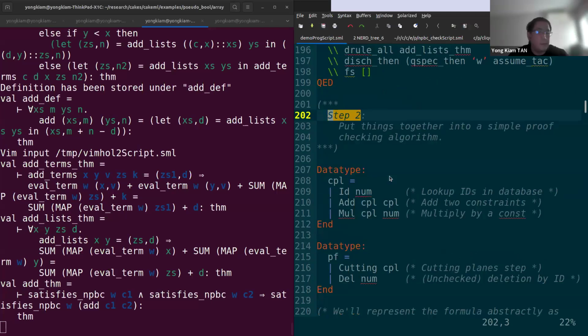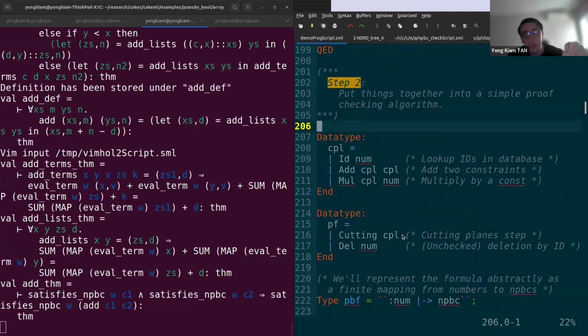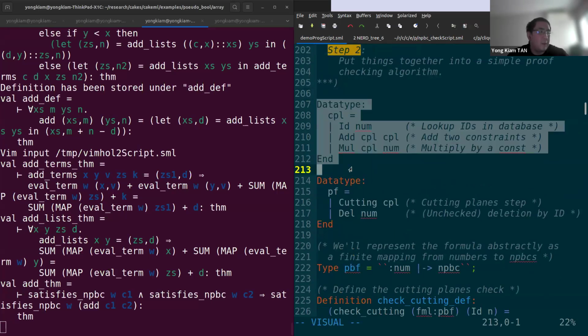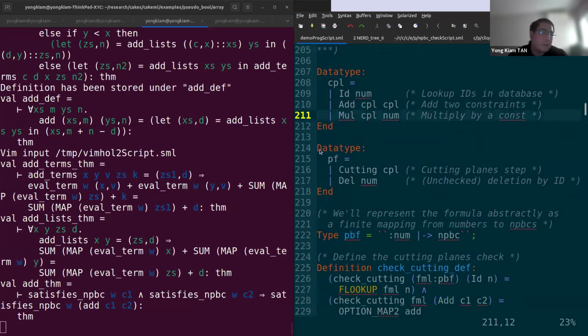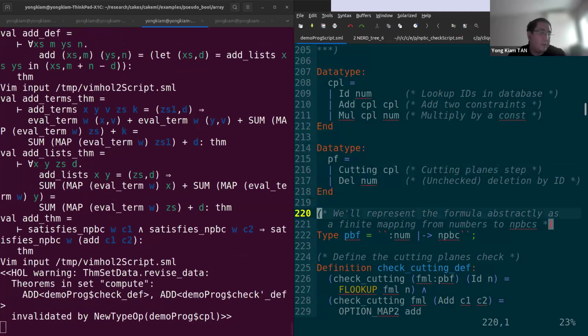What's the next step? The next step is to actually write down the proof checking algorithm that uses these things. Here I've written down a very condensed format, which is: you're allowed to write a cutting planes step, which can look up an ID in your current constraint database, add together two cutting planes steps, or multiply one of them by a number. Then your top-level proof is that you can either write the cutting planes proof and store the derived constraint at a certain ID, or delete a certain ID. So it's a very simplified proof system.